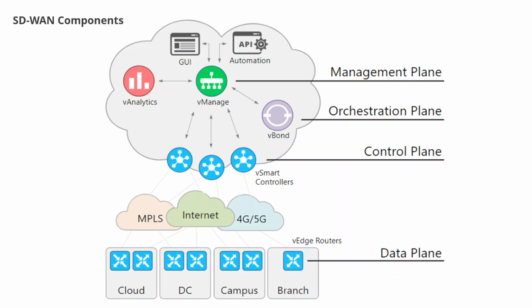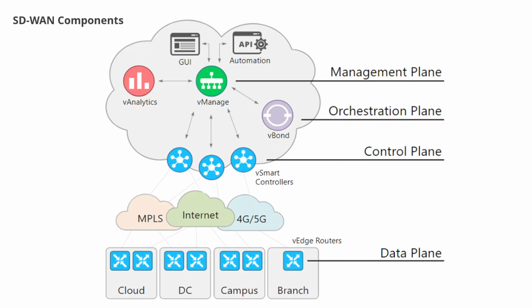SD-WAN components. Cisco Viptela SD-WAN solution is made up of 4 segregated planes: orchestration plane, management plane, control plane, and data plane. Each plane has its own functions and responsibilities and is abstracted away from the other planes. For example, if you replace a device in the data plane, that does not affect the control, management, or orchestration plane. The same applies if you replace a controller in the control plane or the management plane.